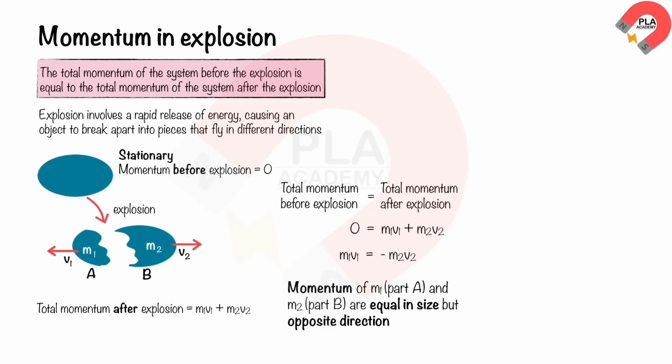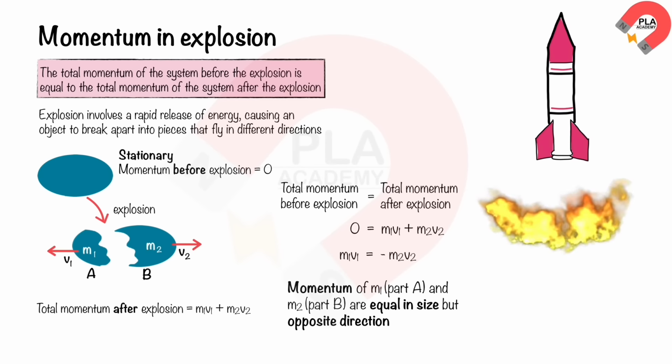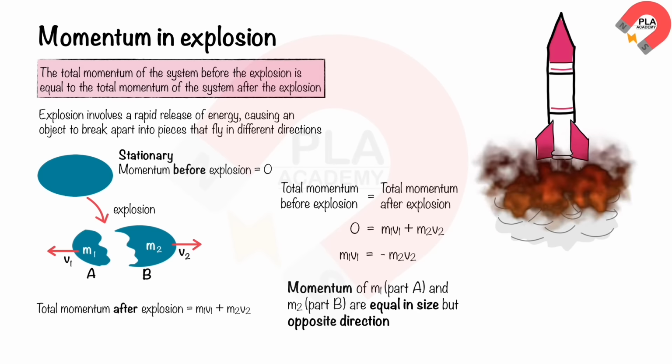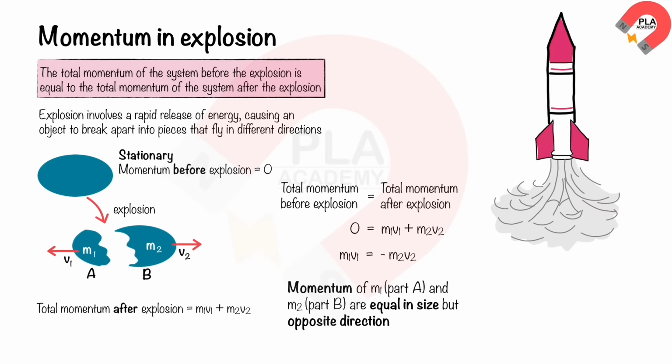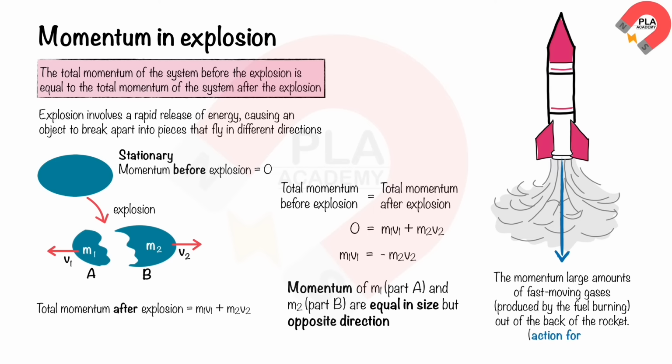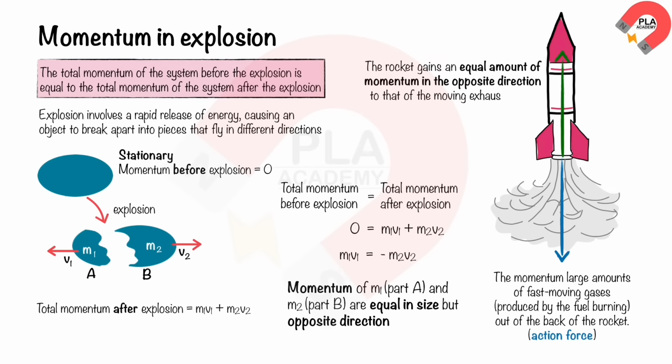This equation tells us that the momentum of fragment m1 is equal in magnitude, but opposite in direction, to the momentum of fragment m2. As the rocket burns the fuel, it generates hot gases that are ejected at high speeds from the rocket. This produces a large amount of momentum in fast-moving gases out of the back of the rocket. So, the rocket gains an equal amount of momentum in the opposite direction to that of the moving exhaust gases.